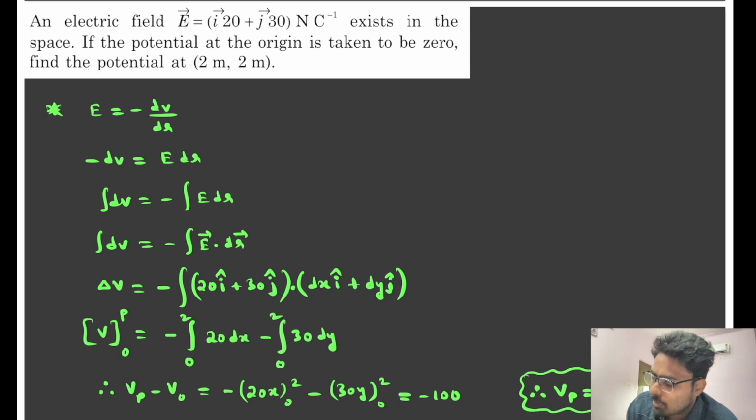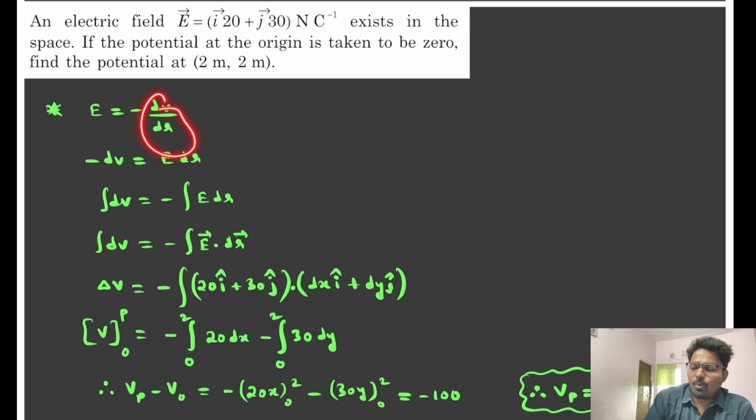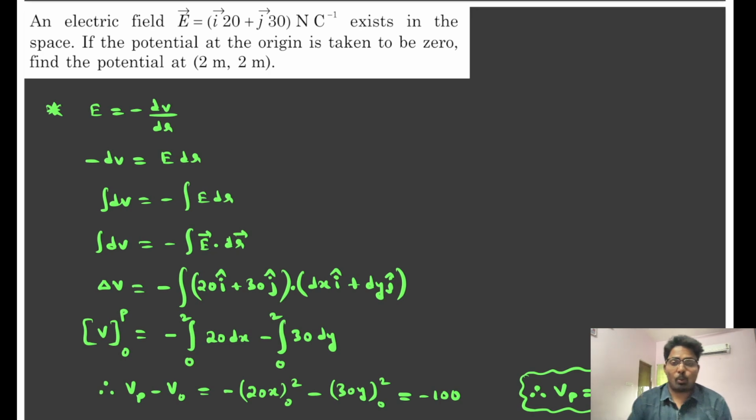I hope this is also pretty much clear for you. When electric field is given as a vector, then this is the approach that you need to follow. And when potential is given as a function and they are asking for electric field in vector form, that type of model is also there. That also we'll see. Basically you need to understand electric field is a vector and potential is a scalar quantity.